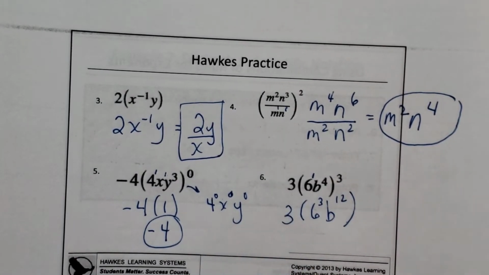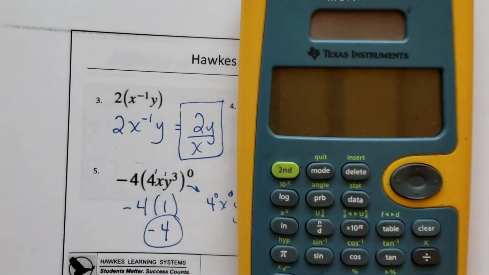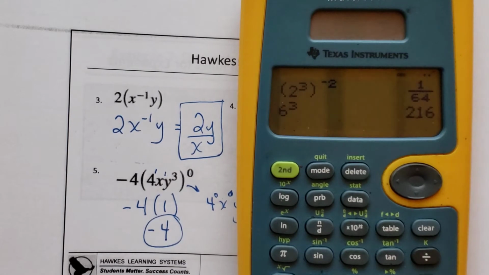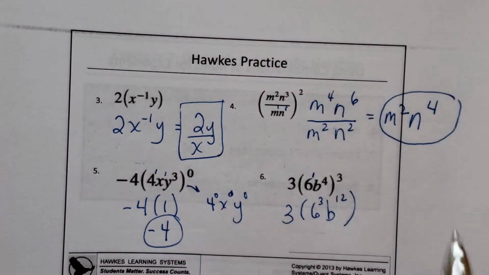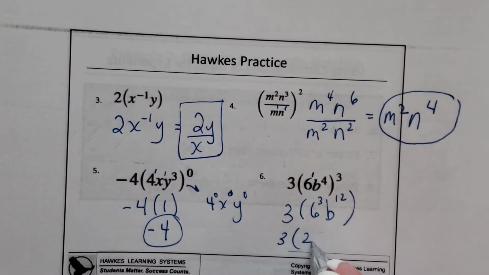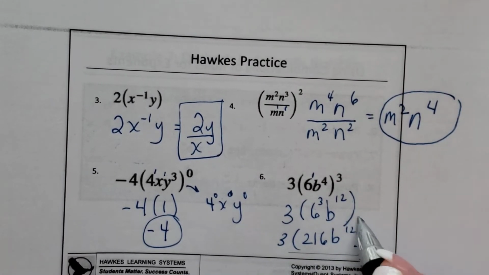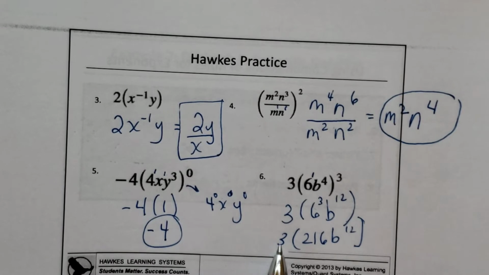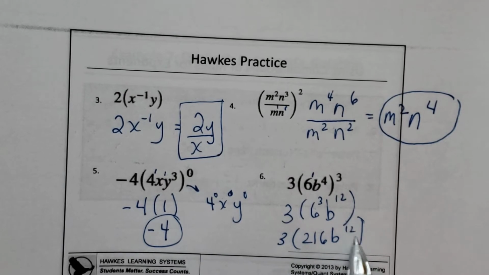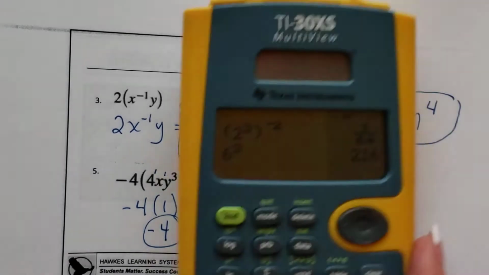Well, 6 to the third, I'm going to type that in my calculator. 6 to the third is 216. So this would be 3 times 216 times b to the 12th. Well, the last thing I would do is multiply 3 times 216. This is all one term because there's no plus or minus signs. I'm just multiplying 3 times this whole term, which means I'm multiplying 3 times 216.